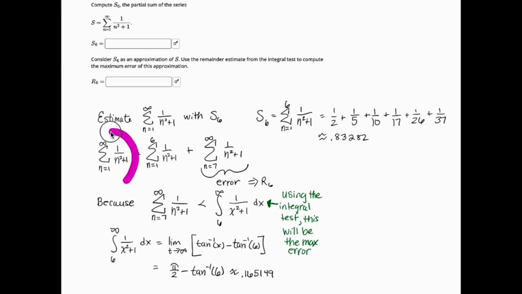Now we know that if we go from n equals 1 to infinity, that would be the same as going from n equals 1 to 6 plus n equals 7 to infinity. Because this is the first part of the series that we're adding up, and then this is the rest of it that we're adding up. Because we're using n equals 1 to 6 to estimate the series, whatever is left over that we didn't add in is going to be our error. We need to find this, the sum of n equals 7 to infinity, to find our error.